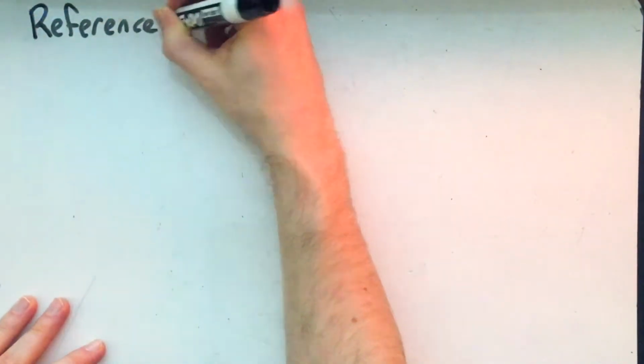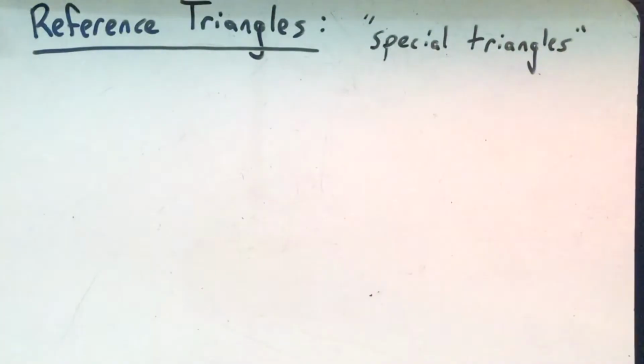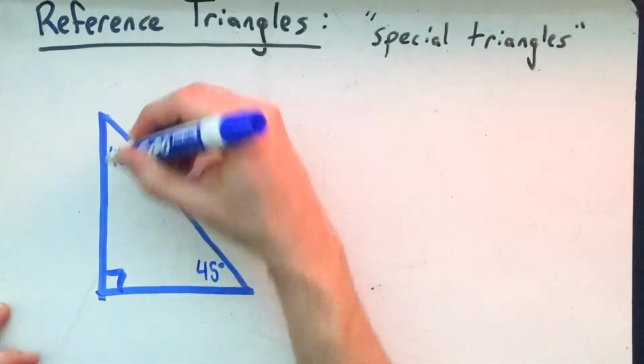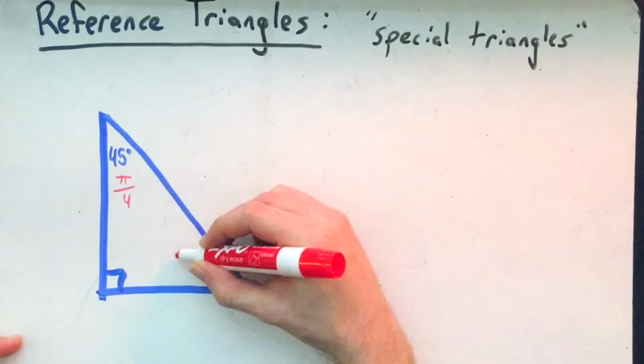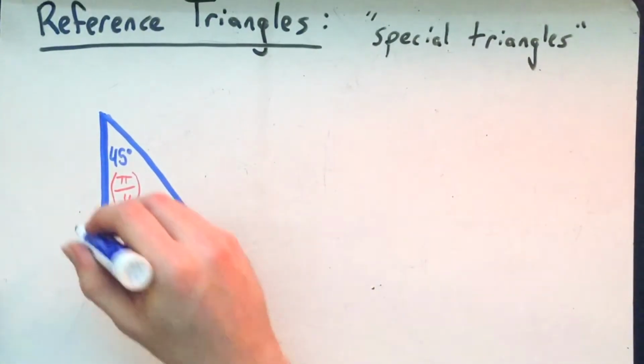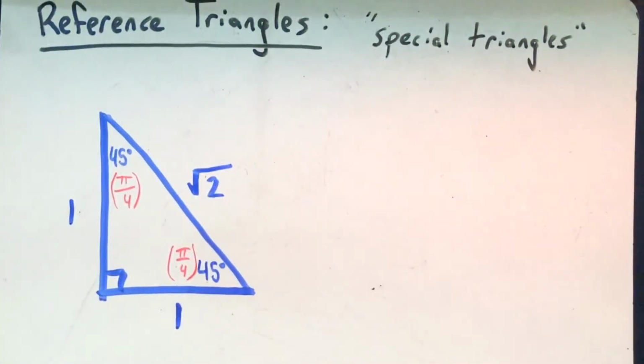And now let's take a look at reference triangles, or in the past you've probably heard of these called special triangles. So the first one we'll look at is a 45, 45, 90 triangle. So each of these two angles is 45 degrees. But now we're actually going to think of these as pi over 4 as well. So you're probably familiar with the side lengths being 1, 1, and the square root of 2.